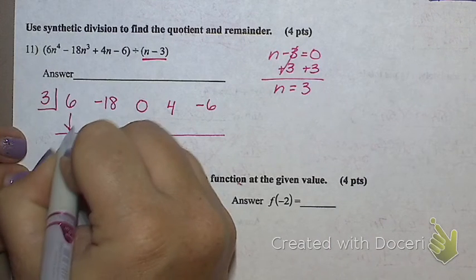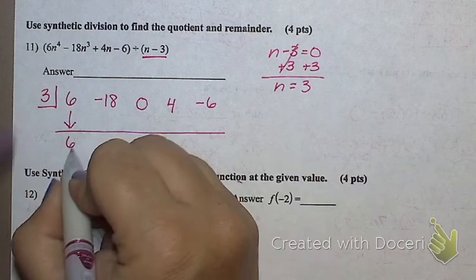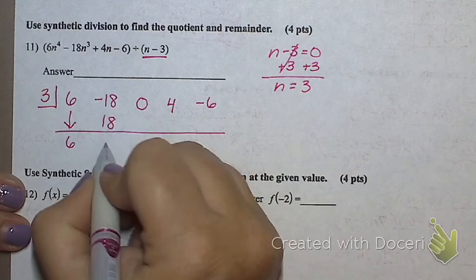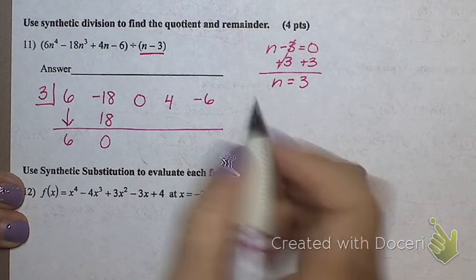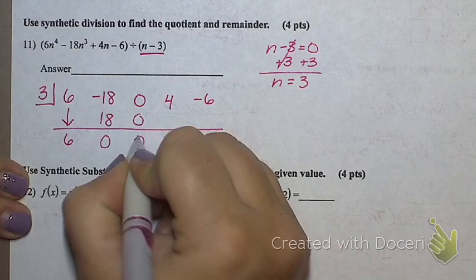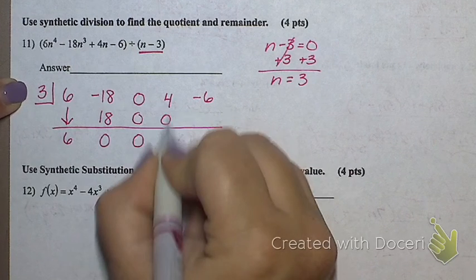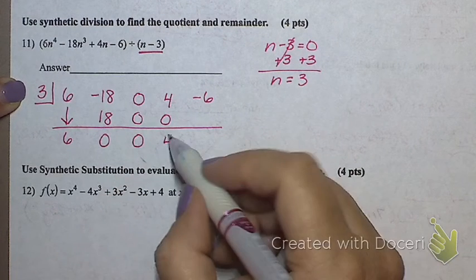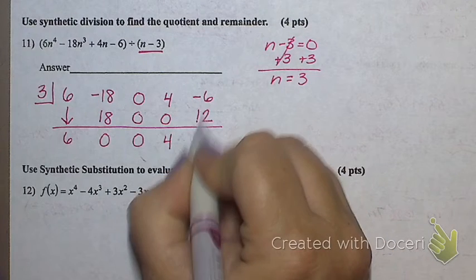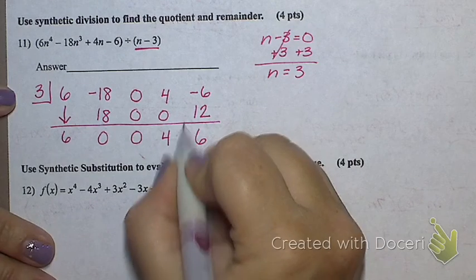Bring down the first term. Then what? Multiply by the box number. 6 times 3 is 18. Write my answer there. Add. Repeat. 0 times 3 is 0. Add. Multiply by the box. Add. Finally, we're away from the zeros. Multiply by the box. Add. What's my remainder? The last one is always your remainder.